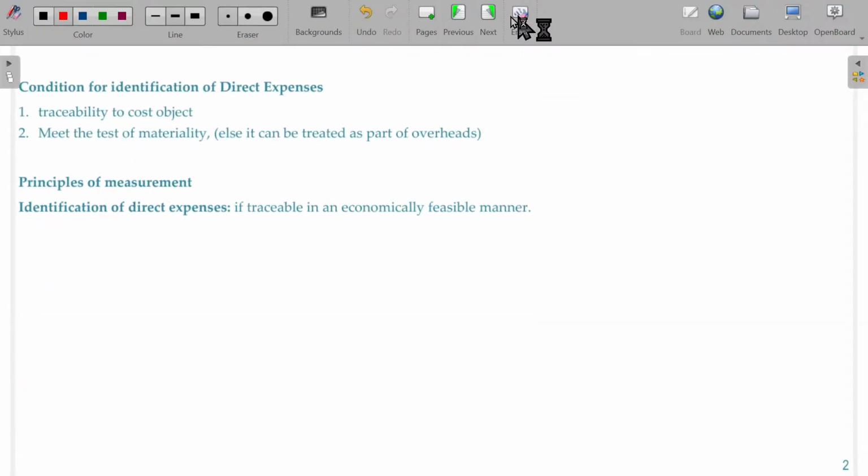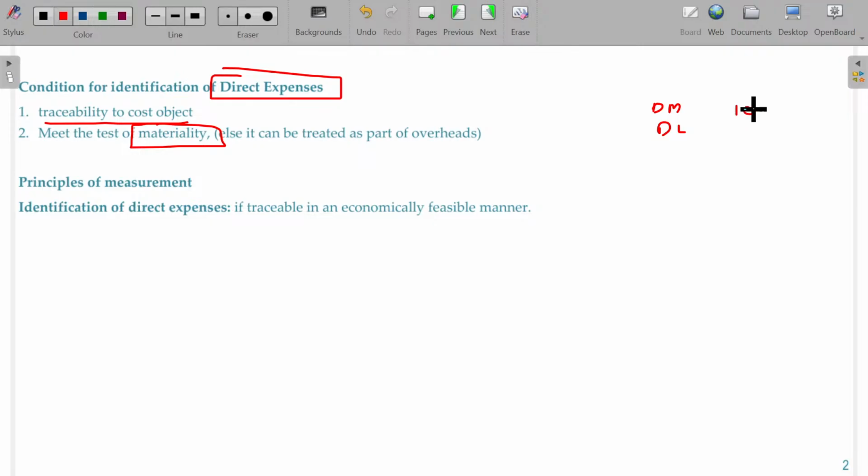Then what are the conditions you have to consider for treating something as direct expenses? Traceability to the cost object. It should be traceable. It should be identifiable with the product we manufacture, and it should be material, not being a small part. Wood will be the direct material, and carpenter salary will be the direct labor, right? But what happens in case of nails and small screws you use for making the furniture? Though it may be direct, without which the furniture will not be stable, right?